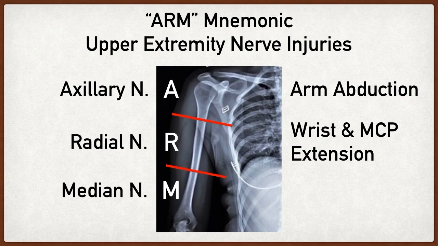Lastly, we have M, which stands for median nerve, and this will help you remember that a supracondylar fracture or a fracture to the distal third portion of the humerus can lead to a median nerve injury. Remember that the median nerve is involved in finger flexion.